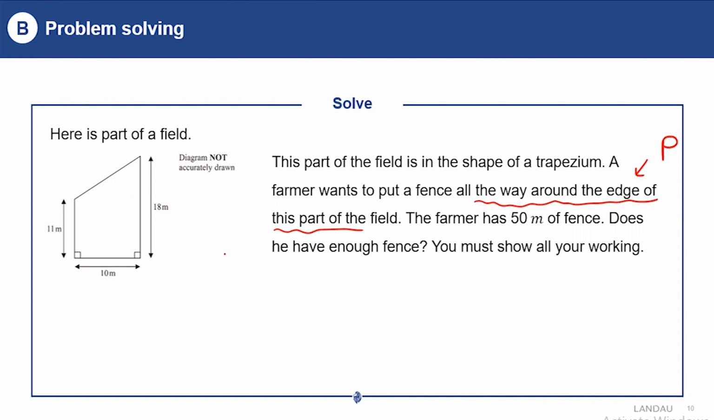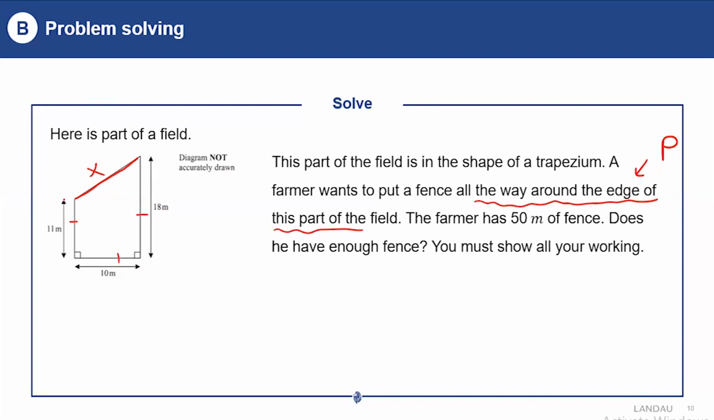But we know that to find perimeter, we need to add all sides. Here we have 4 sides, 11 is given, 10 is given, 18 is given, but we don't know what is the value of this side. It is x, it is missing value. So for this reason, the first step will be about finding this missing side.